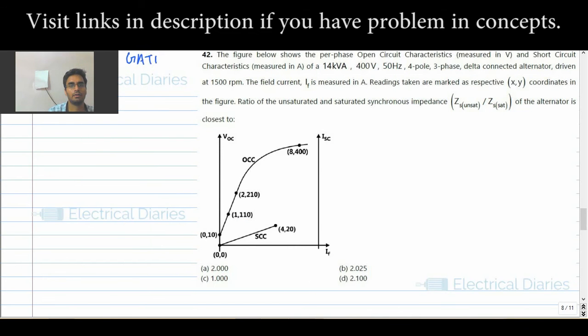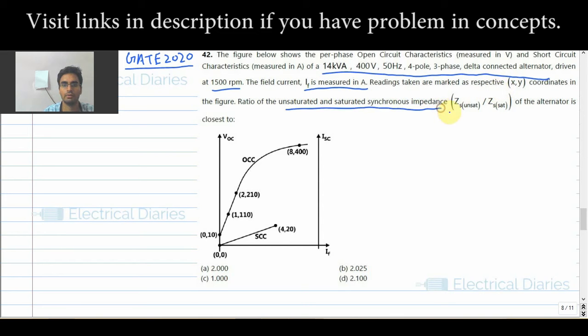Okay, GATE 2020. In the figure below, the per phase open circuit characteristics and short circuit characteristics of a 14 kVA, delta connected alternator, 1500 rpm, are shown. The field current IF is measured in amps. Readings taken are marked as respective x, y coordinates in the figure. The ratio of the unsaturated and the saturated synchronous impedance we have to find out.